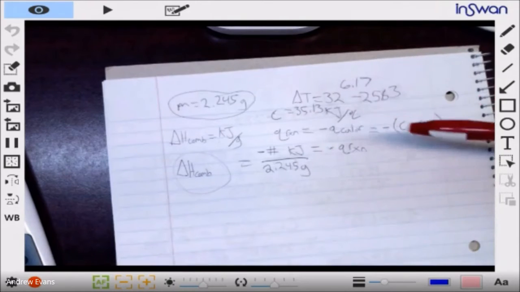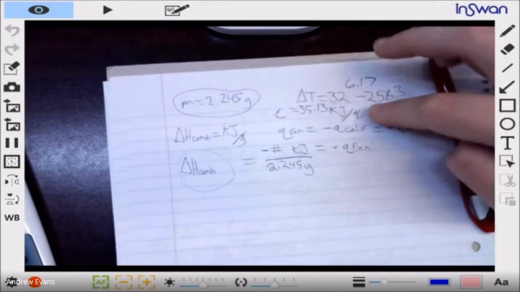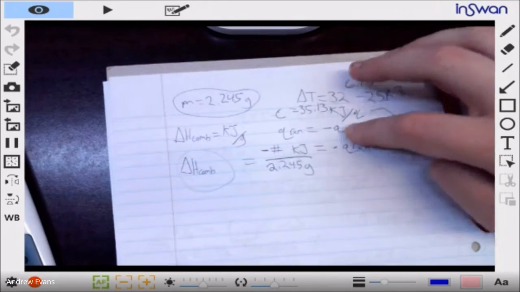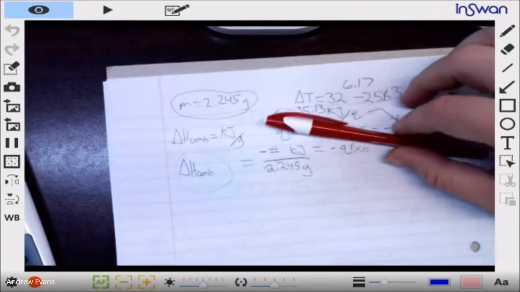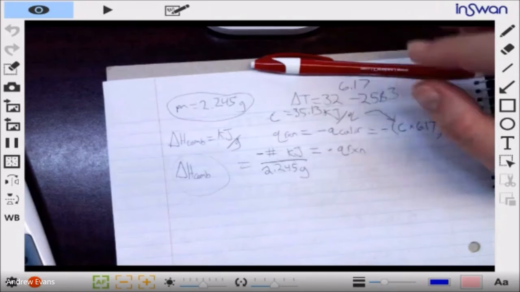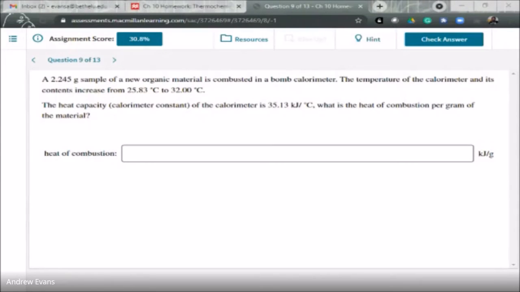So you still have to work it through. But if we watch our units very carefully and pay attention to what's going on, we can make this work. You've got to remember, the heat absorbed by the calorimeter or released by the calorimeter came from the reaction, so it's going to be the opposite sign of the reaction in these situations. So in this case, you should have a negative enthalpy instead of a positive one like we had last time.